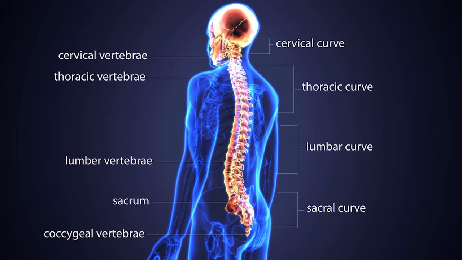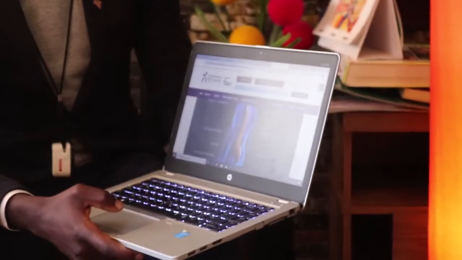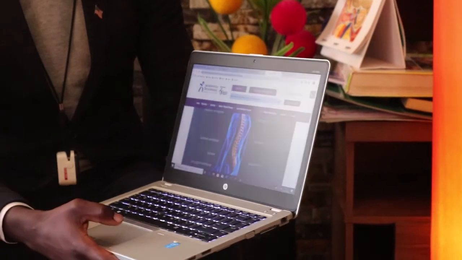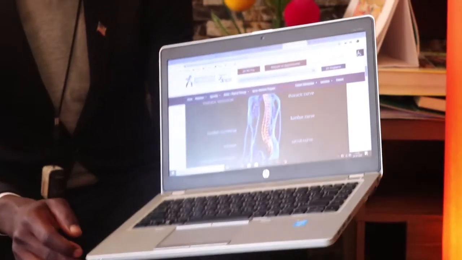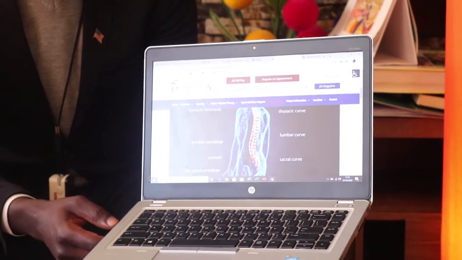And this is where basically we have trouble when an individual has low back pain. And then of course the sacral, where people sit on, as well as the coccyx. The sacral is S1 to S5 and the coccyx C1 to C3. So this is basically the anatomy of the back.